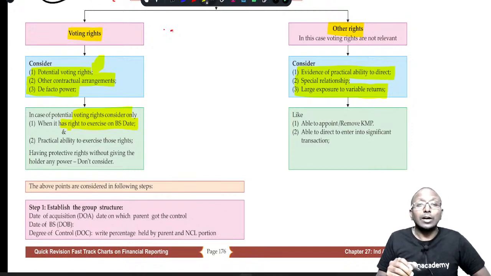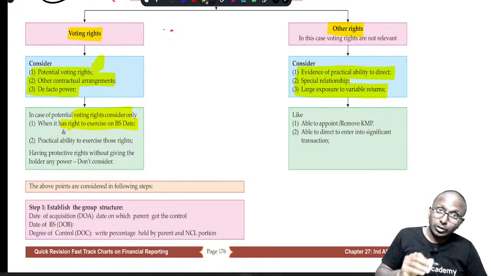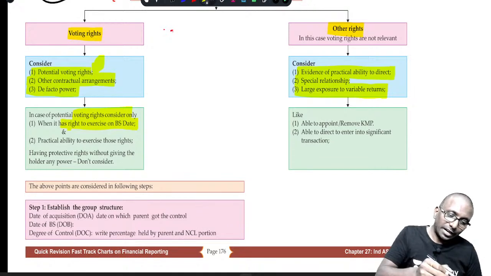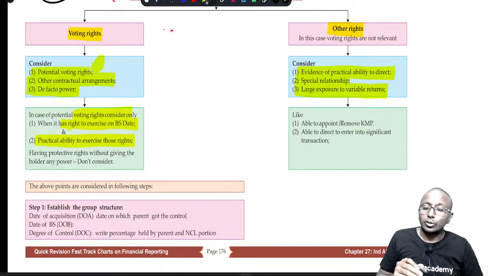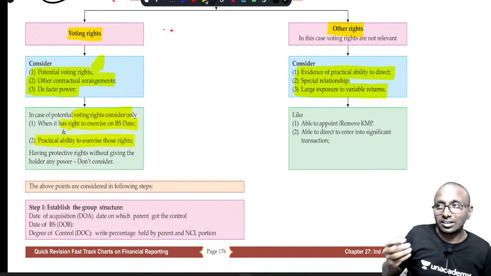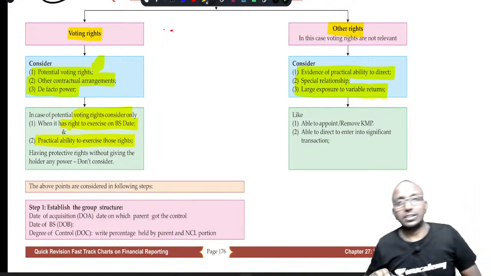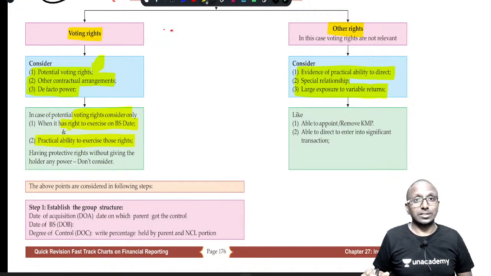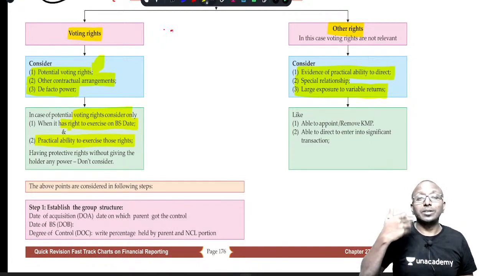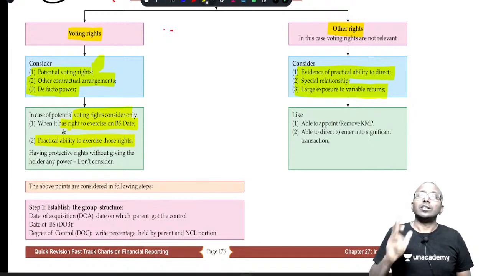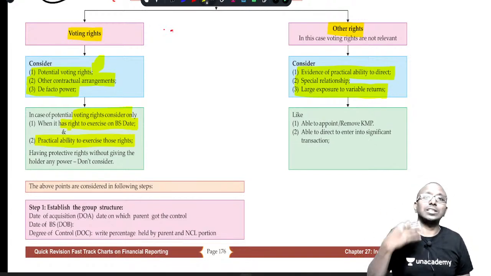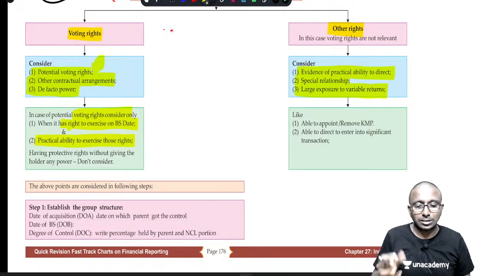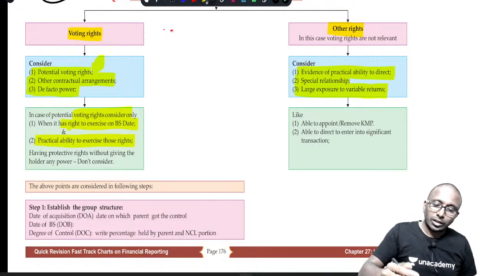What did I say? I have the right to exercise on the balance sheet date and the practical ability to exercise those rights. That's what I told you. Practical ability means not just the ability to make the payment; it is not only financial ability to exercise. If I exercise, will it be economically beneficial? If it is economically beneficial, substantially or significantly, then obviously I am going to exercise my options. Otherwise, I will not.